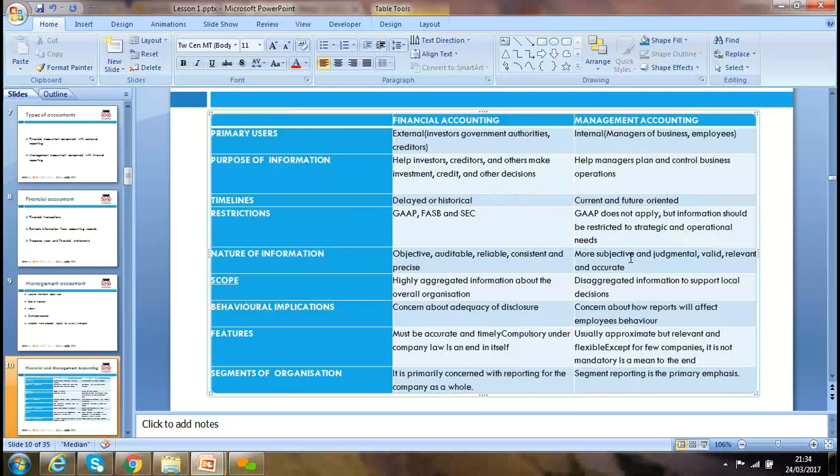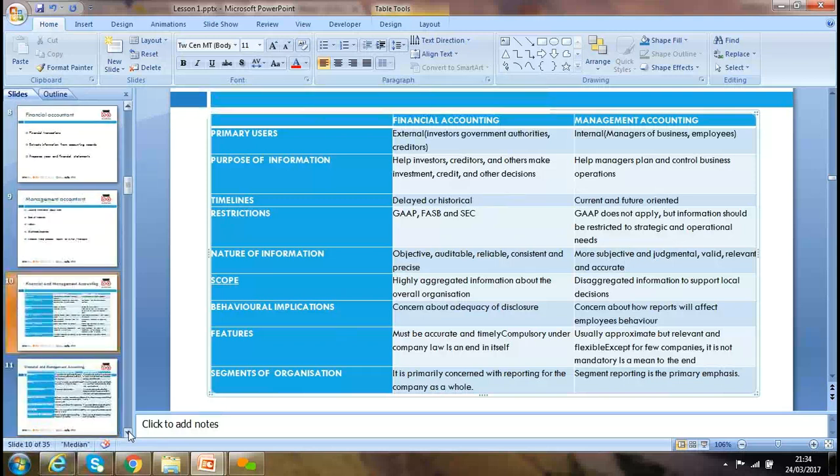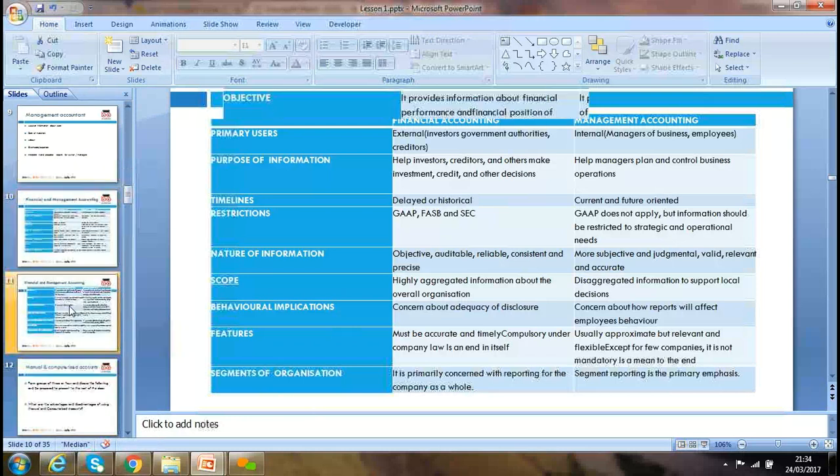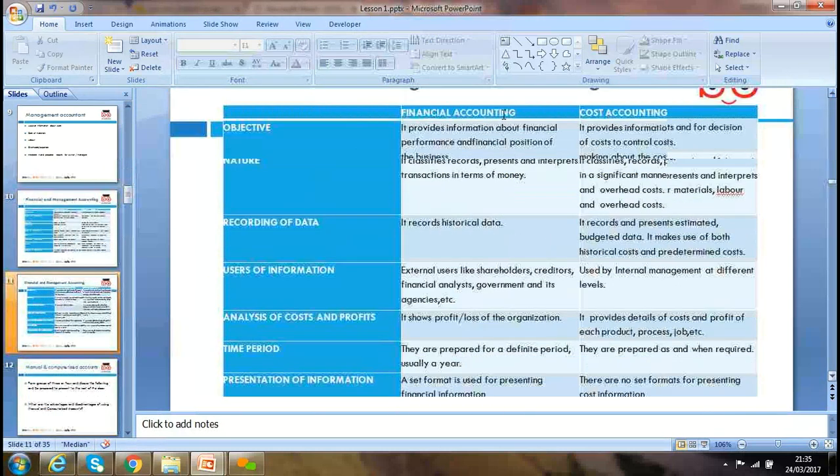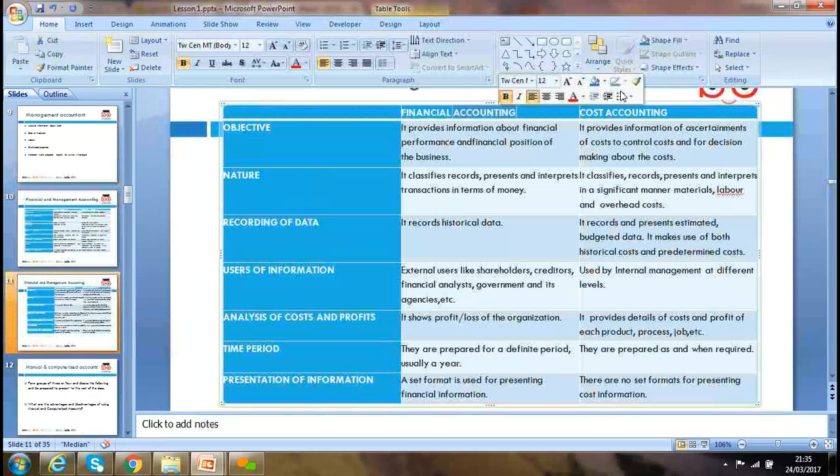But financial accounting records will be kept, because they have a concern. We have to pay the tax. We have to inform the stakeholders. So all these things we need to do. So it's good to read this document, please. I will give you a lot of concepts. Then we have financial accounting and cost accounting.